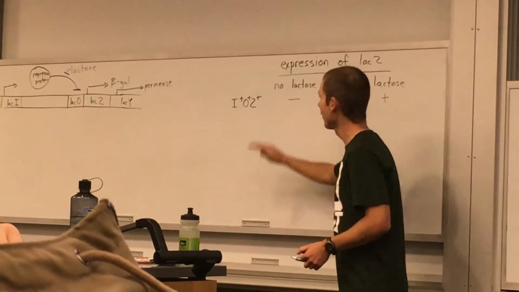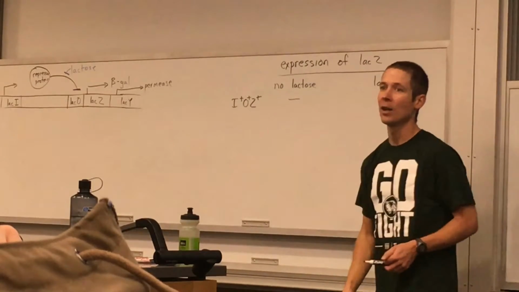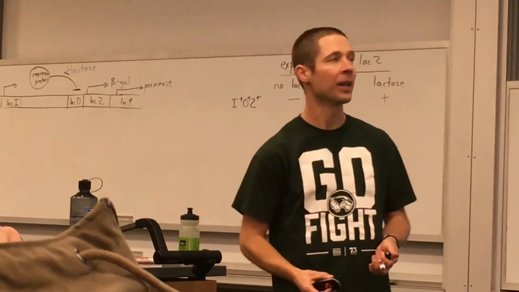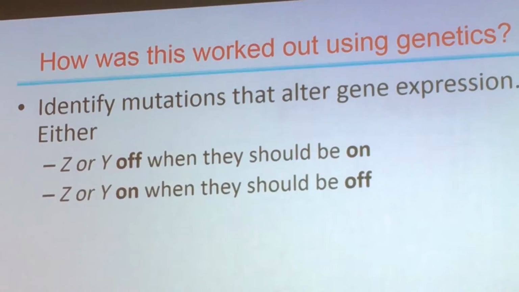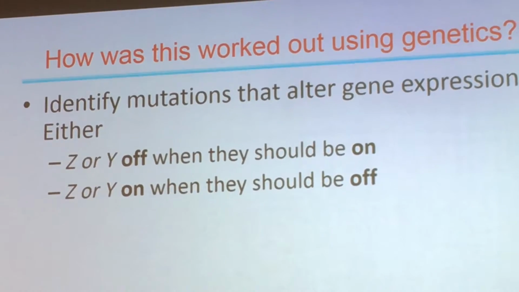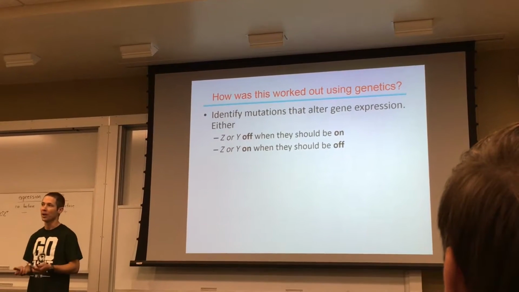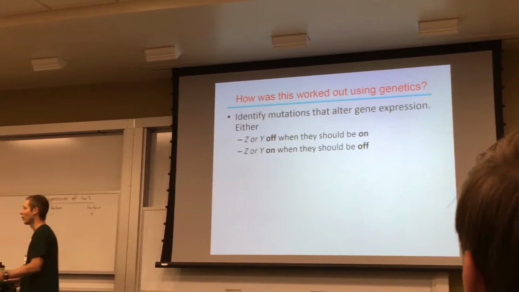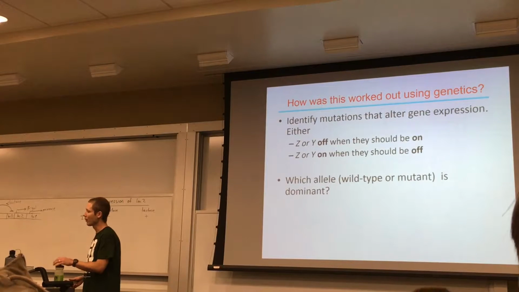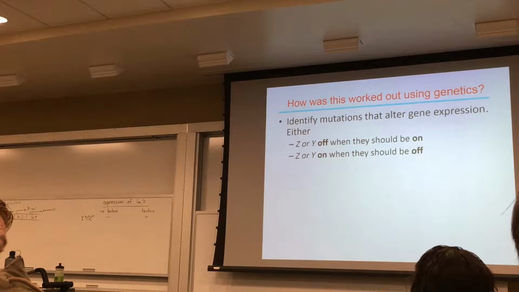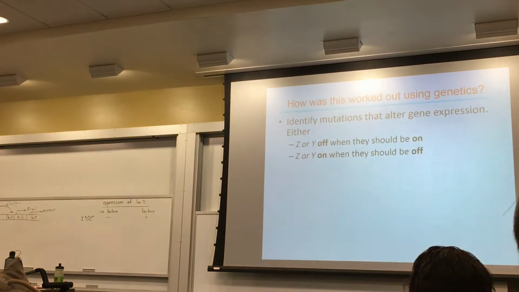So if you are interested in trying to figure out how this happens, how LAC-Z is off when it's supposed to be off, and it's on when it's supposed to be on, you need to find mutants that don't do that. One or the other thing can happen that goes wrong. You can either have the gene being turned off when it should be on, or you could have the genes being turned on when they should be off. So some mutation causes expression to differ from what it should be, from what's going on in the wild type case.